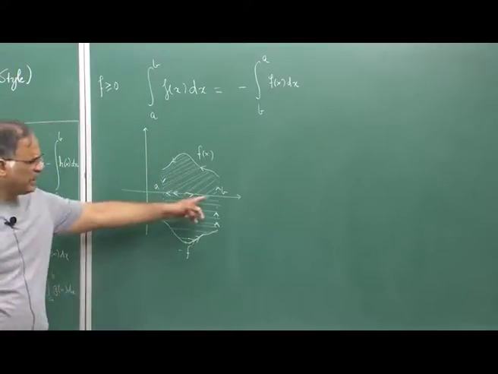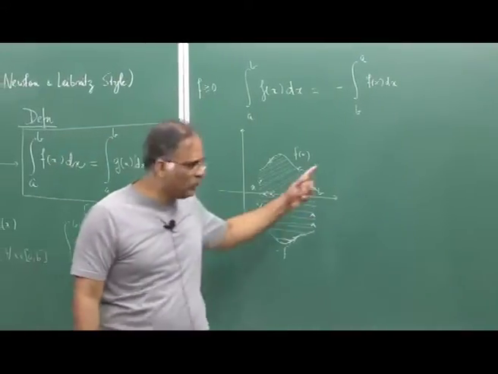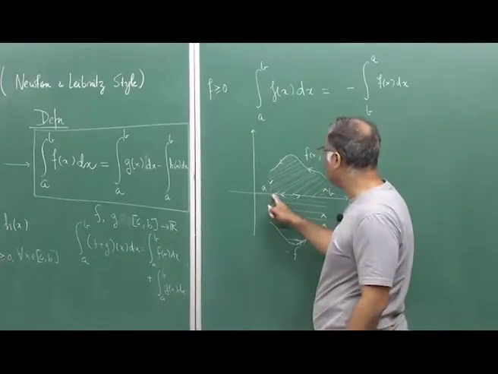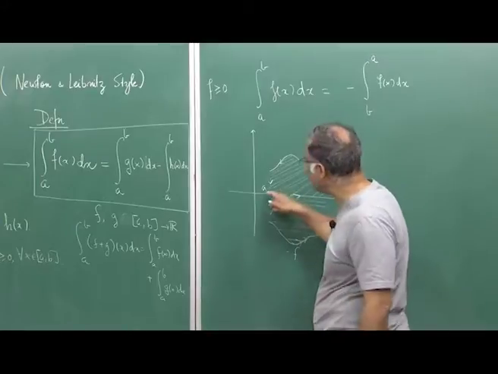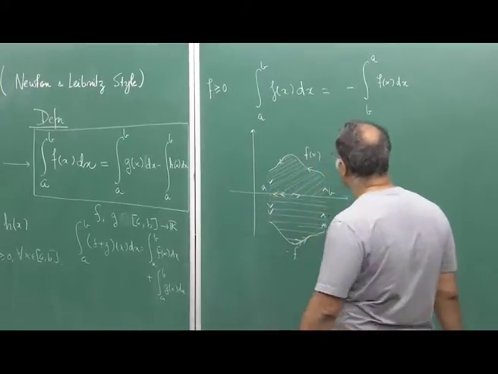So where should I start my walk from? B to A. I cannot go from A to B. Even if I go from A, I will come like this and I have to come back to A. So basically I can start from B, so I go from B to A.